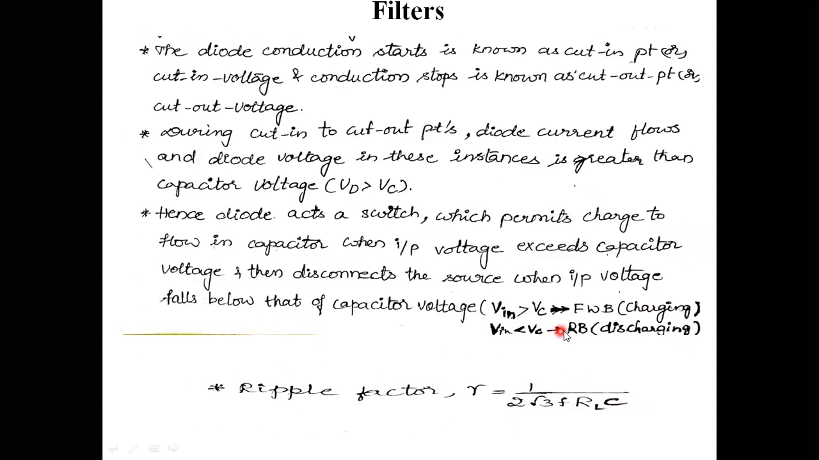This is the final key point: Vin greater than Vc means forward bias condition, charging time. Vin less than Vc means reverse bias condition, that is discharging time. This is the ripple factor. Gamma is equal to 1 by 2 root 3 f RLC. Just memorize this term. We will see it in the next class.